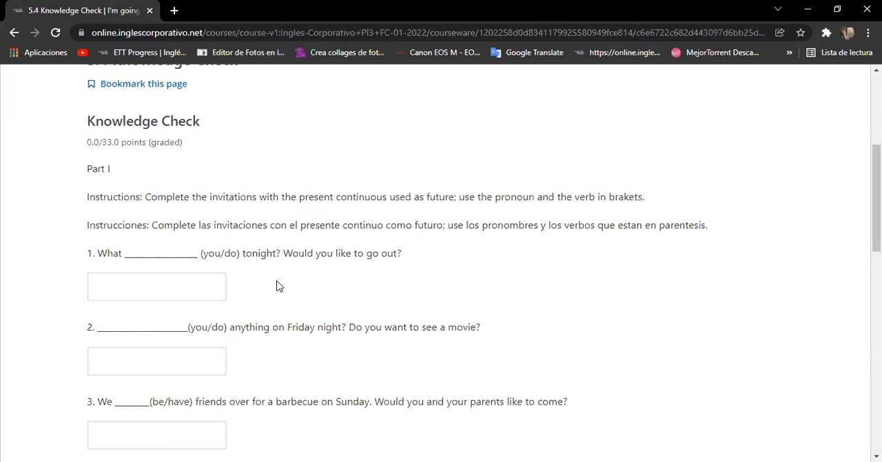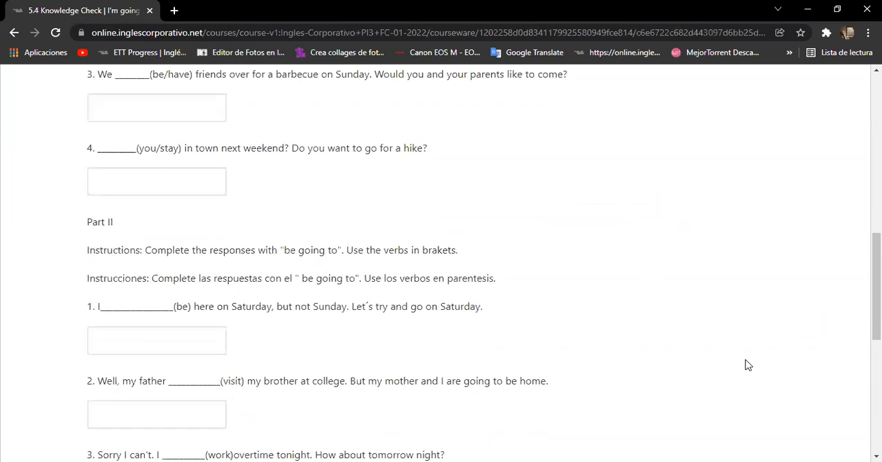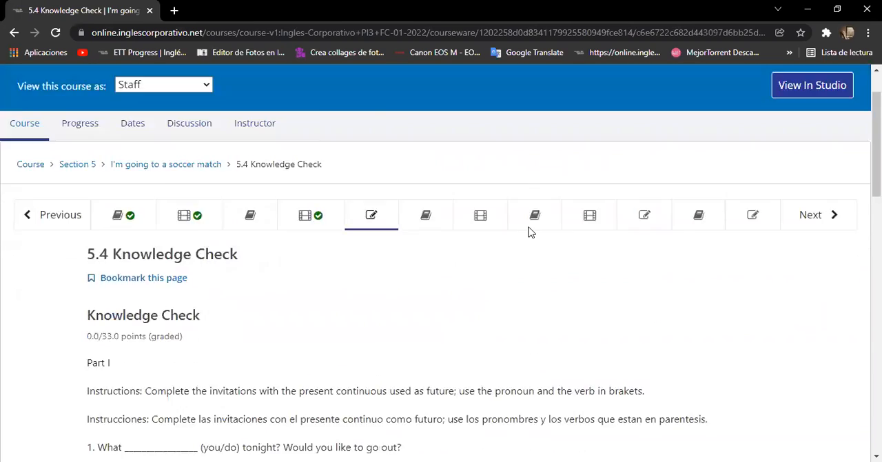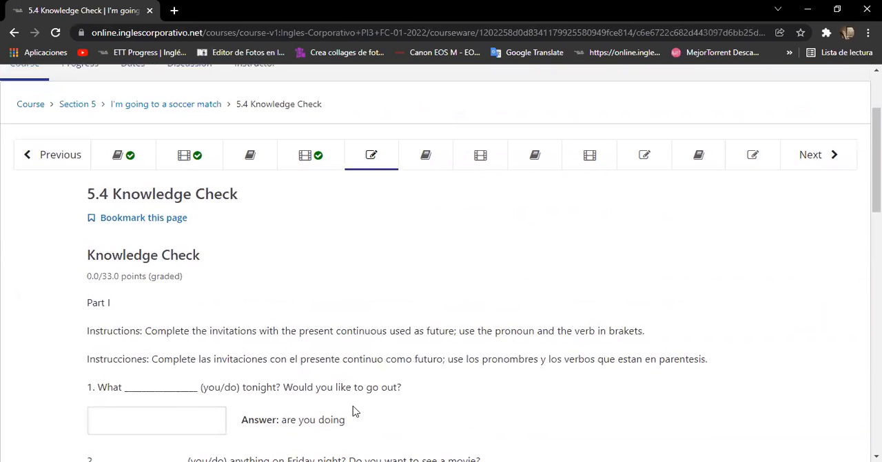Knowledge check, it says. Complete the invitations with present continuous as future. Use pronoun and verbs in brackets. What you do tonight, would you like to go out? What is the question? What are you doing tonight? Good. It's here.